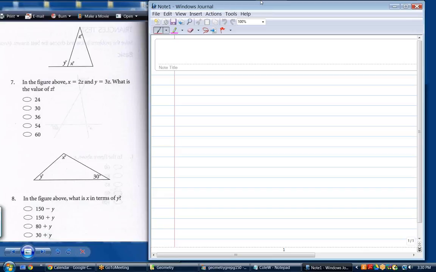All right, so we left off with number 6 on this page. So let's pick up with number 7. Again, we're still on triangles. So another question that is almost an algebra question. And they say x is equal to 2z, y is equal to 3z. How can I solve for z?